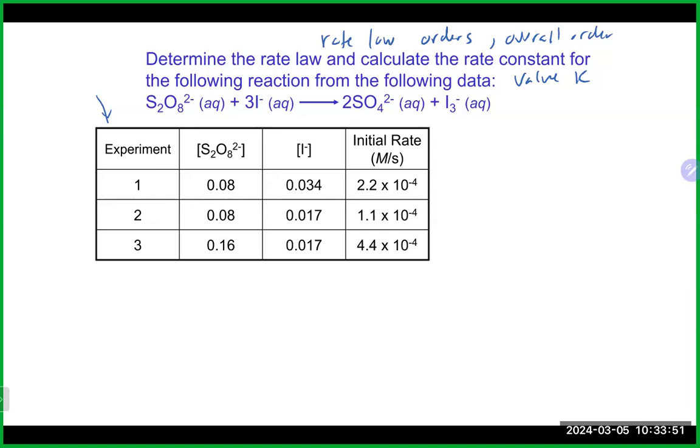Okay, let's take a look, see how you're doing. So we'll start with the generic rate law here that we're going to try to figure out the orders for. We'll have the rate is equal to K. Remember, again, it is only our reactants involved. So we'll call this guy X, and we'll call the I minus Y in this case.